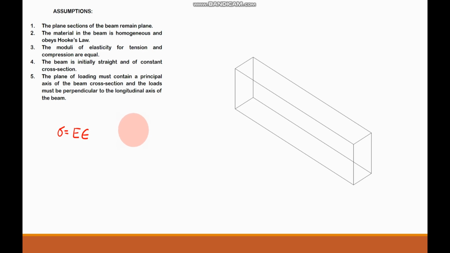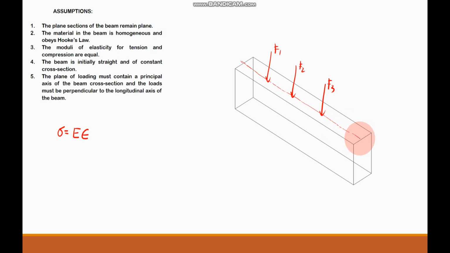And assumption number 5, the plane of loading must contain a principal axis of the beam cross section and the loads must be perpendicular to the longitudinal axis of the beam. So, ano nga ba yung assumption number 5 na yan? That the loads must be perpendicular to the longitudinal axis of the beam. So, for example, we have here 3 forces that is being loaded in the beam. Force 1, force 2, and force 3. So, F1, F2, and F3 lie in the plane of symmetry. So, ito yung plane of symmetry kung saan nakalay yung ating 3 forces.